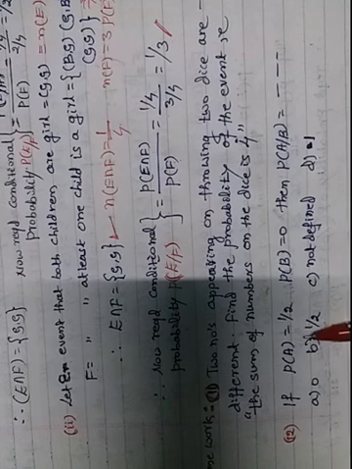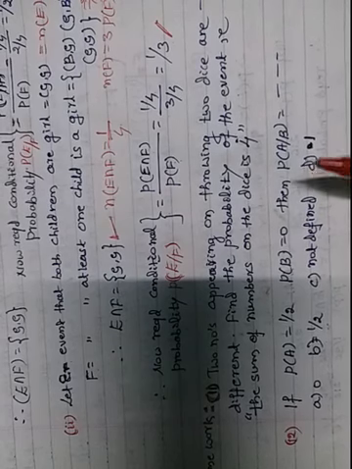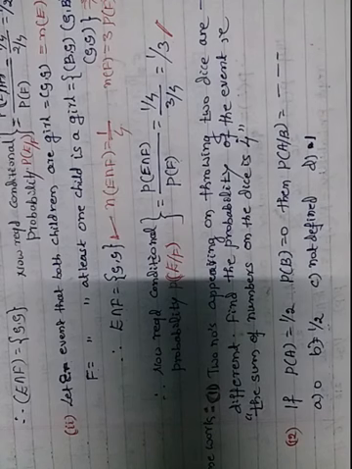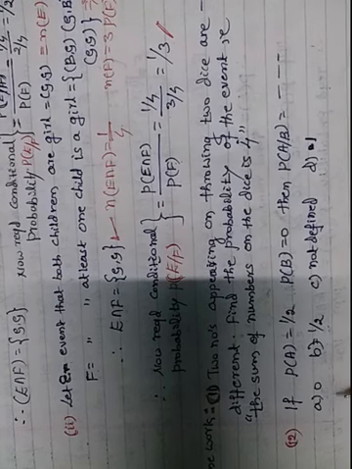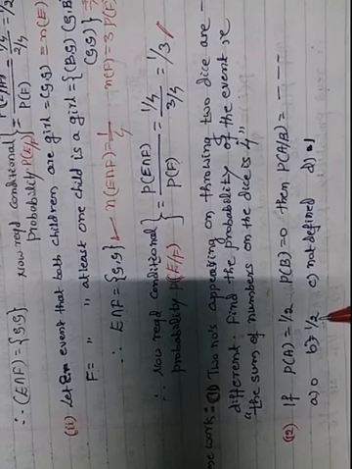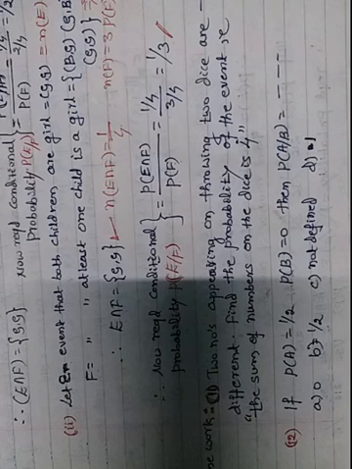If the probability of A is 1/2 but the probability of B is 0, then what is the conditional probability of A by B? Options given: first option is 0, second option is 1/2, third option is not defined, fourth one is 1.